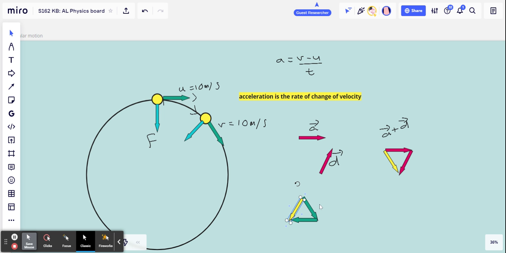And that's our resultant vector. Okay, that's what v minus u is, yeah? So the yellow one is v minus u. So this was v, and this is negative u. Okay. So this is very interesting.